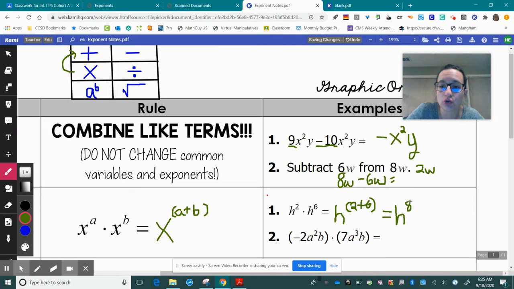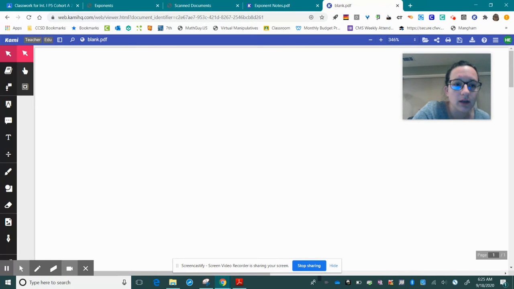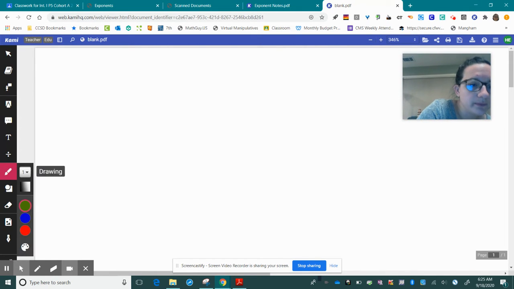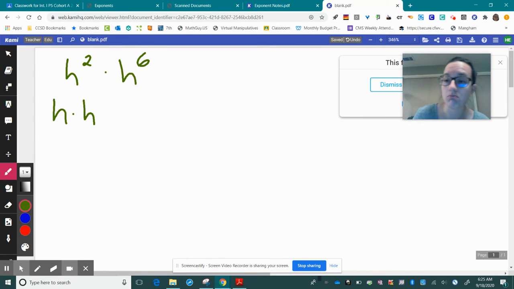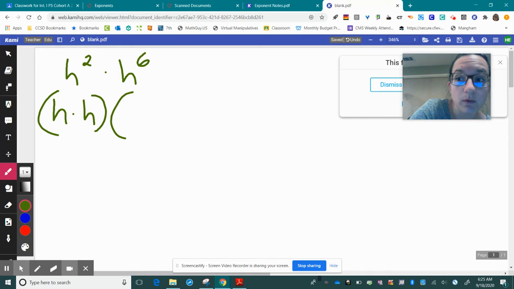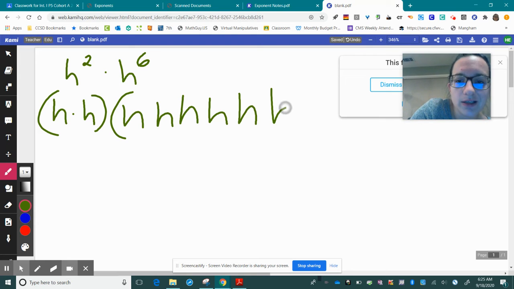I'm going to show you on a little scratch paper here just because there's not quite enough in here. So we had h squared times h to the sixth. If we break that down, h squared is the same as saying h times h. And then we can multiply that times h to the sixth, which means we have 6 of those h's. 1, 2, 3, 4, 5, 6.